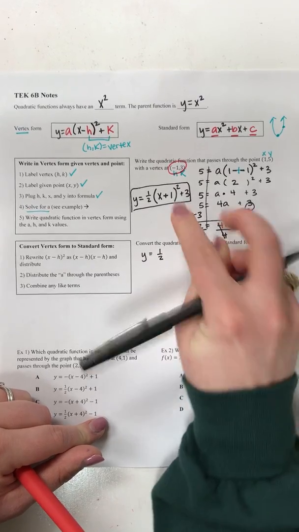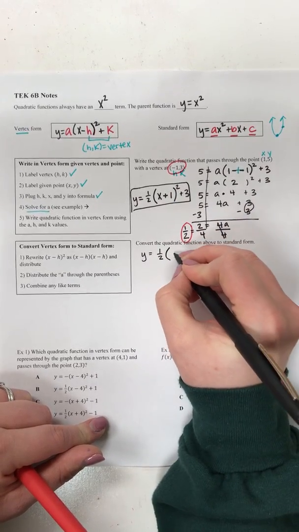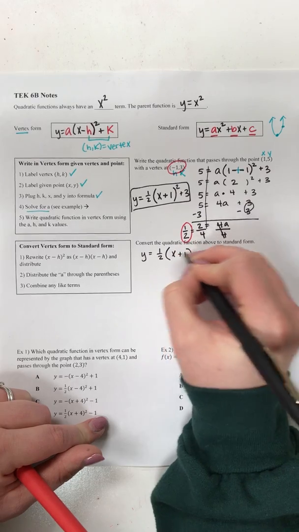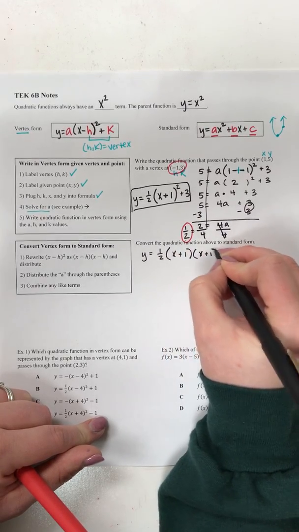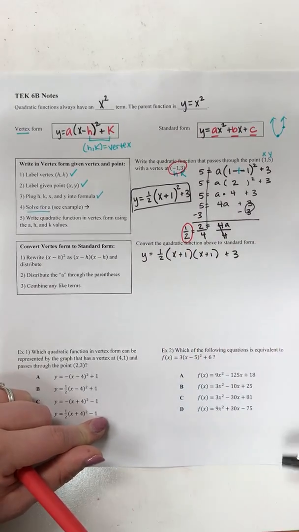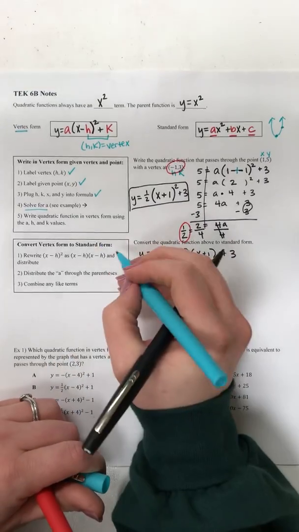So I've got my 1/2. Now anything squared means times itself twice. So x plus 1 squared means x plus 1 times x plus 1. And then we still have that plus 3 on the outside. So that was the first step here, was just rewriting that.